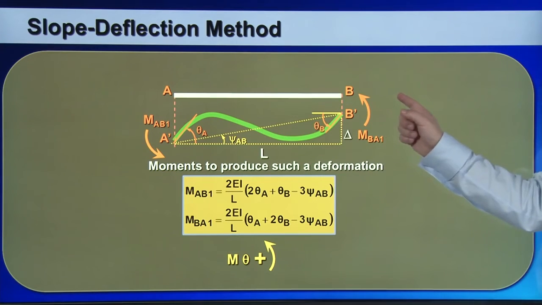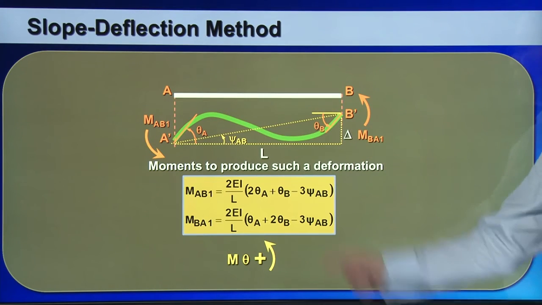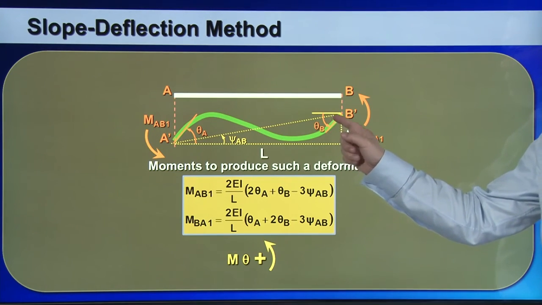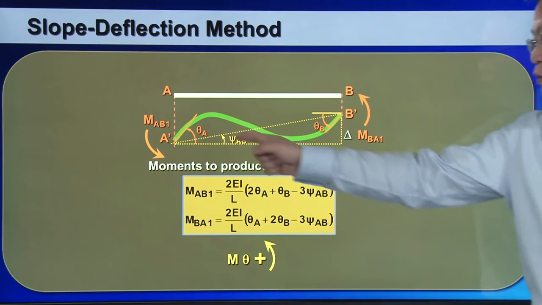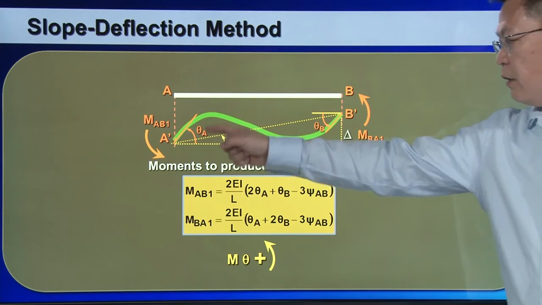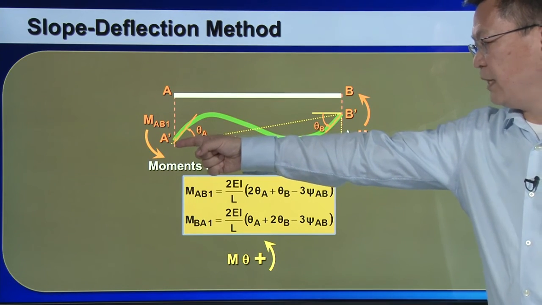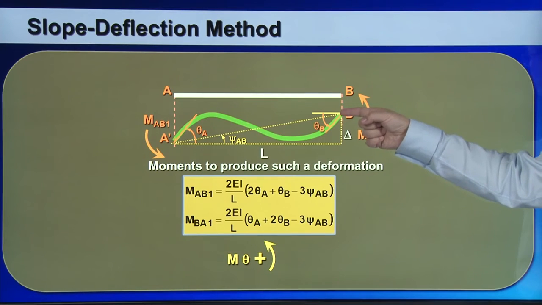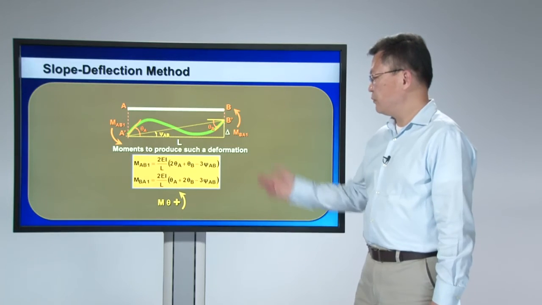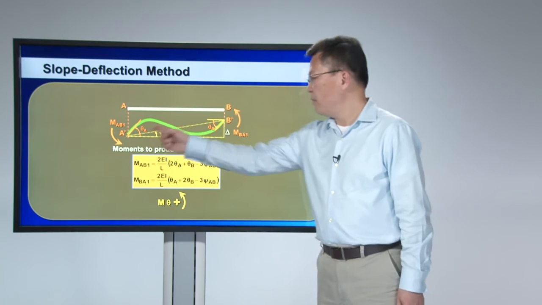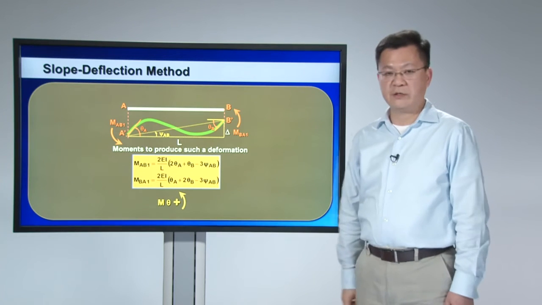So I want to establish the relationship between the end moments and the deformed configurations. The deformed configuration is characterized by rotation angle at A, rotation angle at B, as well as a rigid body rotation angle of the segments, which is simply the straight line connection between point A and point B after deformations, measured from the horizontal line. So the result shows that the end moments are related to the deformations through these two equations.